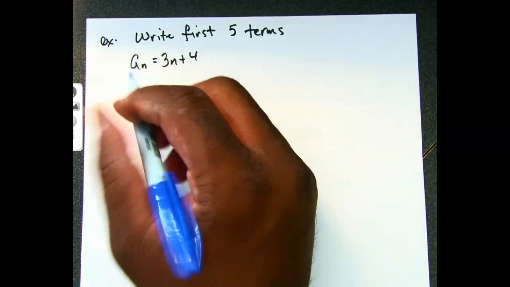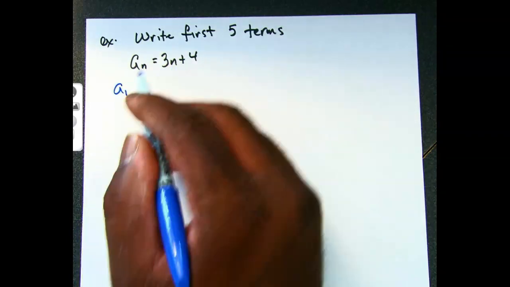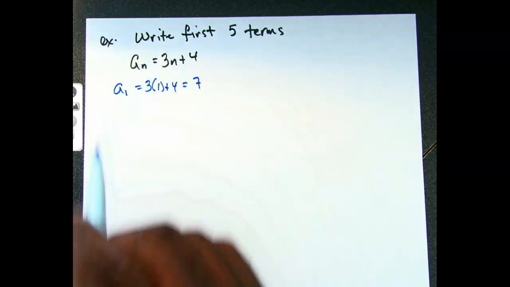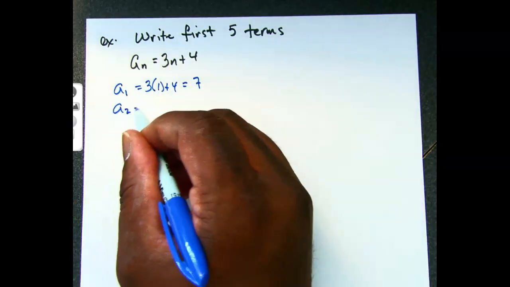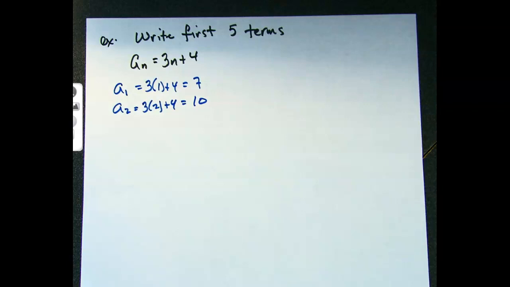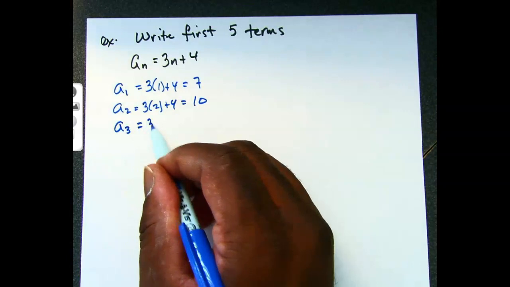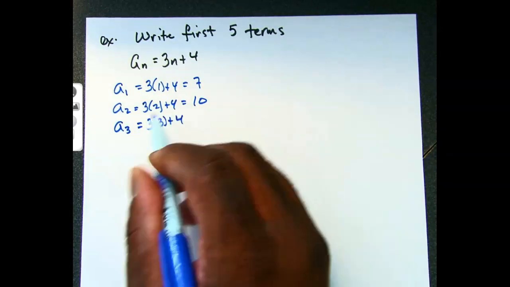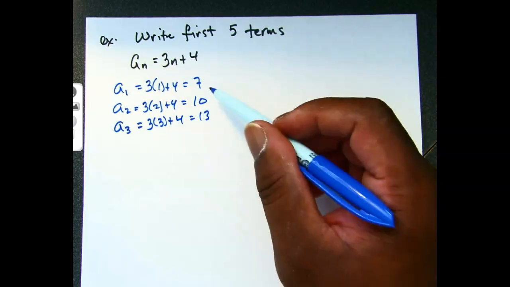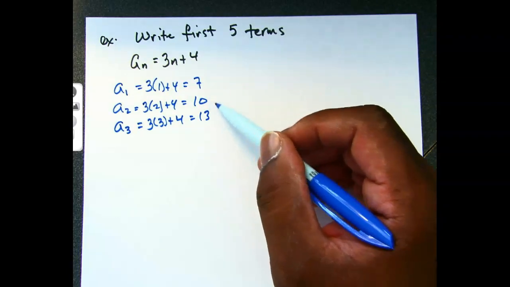So in this case, a sub 1, everywhere we have an n, we're going to replace it with 1. A sub 1 is going to be 3 times 1 plus 4, and that's 7. A sub 2, 3 times 2 plus 4, and that's 10. A sub 3, 3 times 3 plus 4, 9 plus 4 is 13. And you may notice that you have a pattern going on here. Looks like we started at 7, then we added 3, we got 10. We added 3 more, we got 13.